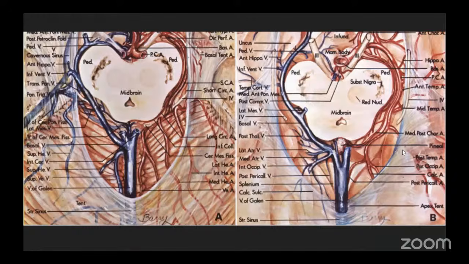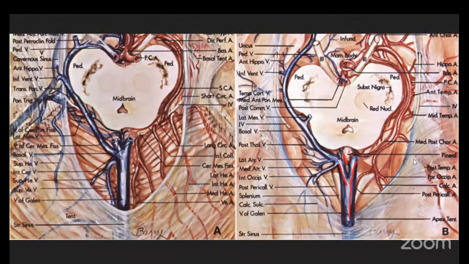This is a clearer view. Let me change the color. Vein of Galen, here basal veins, somewhere around here, they also receive the internal cerebral veins. Can any of you tell me the difference between both these surfaces? I'm checking if you're sleeping or actually listening. What is the difference? One anterior and one posterior view? No. One superior and one inferior.